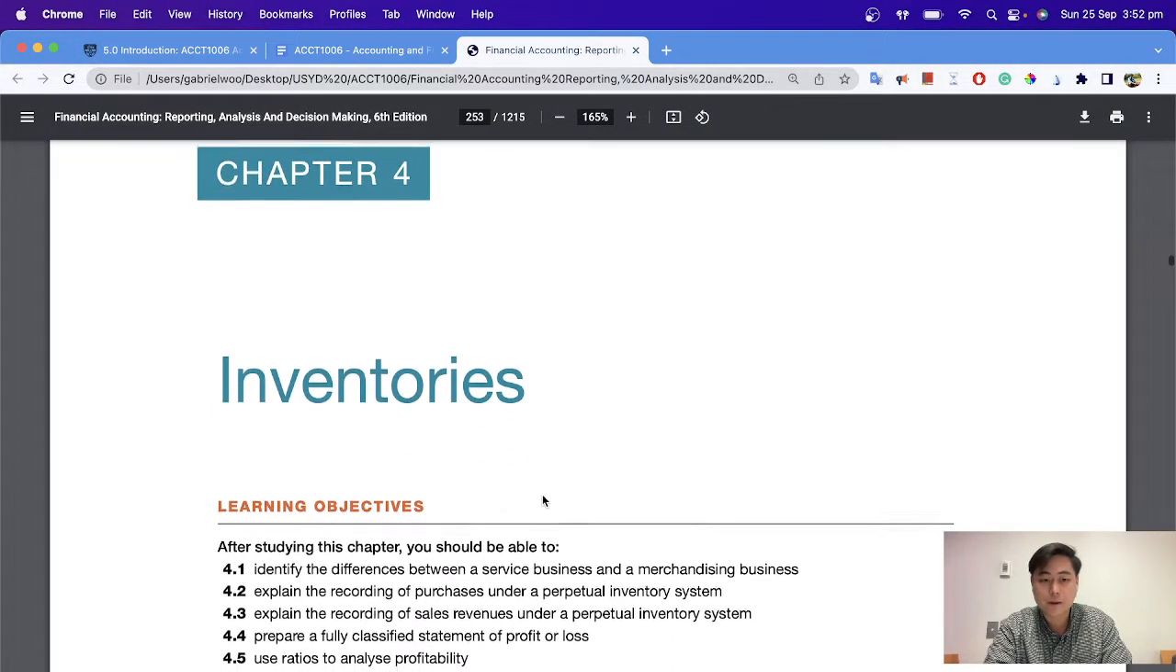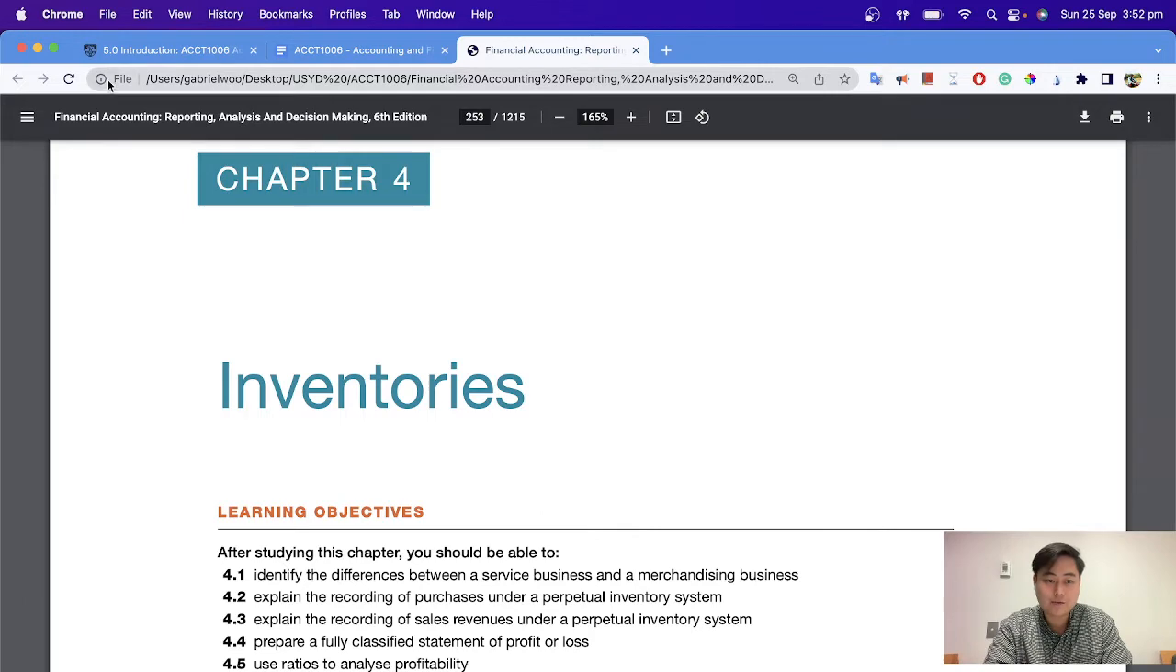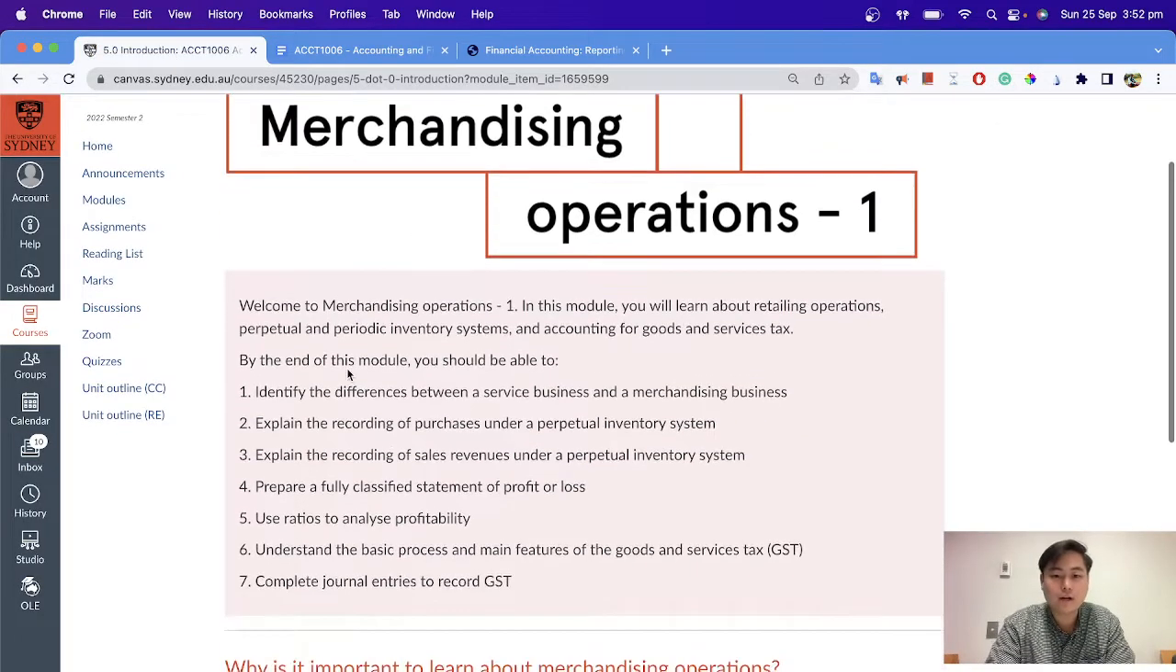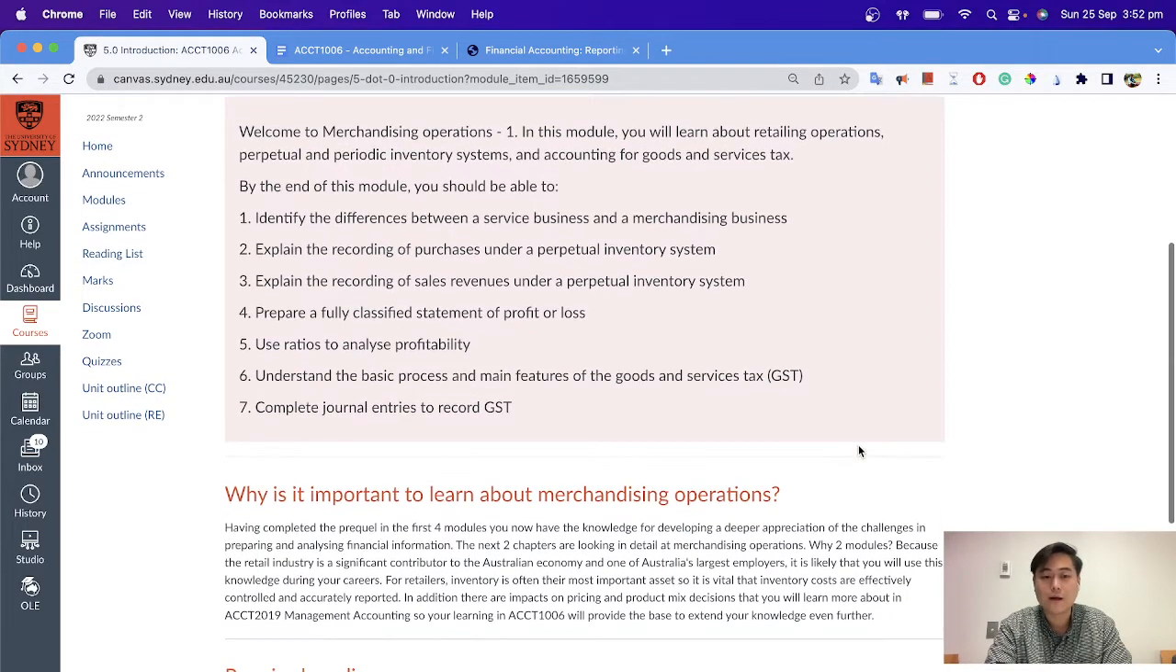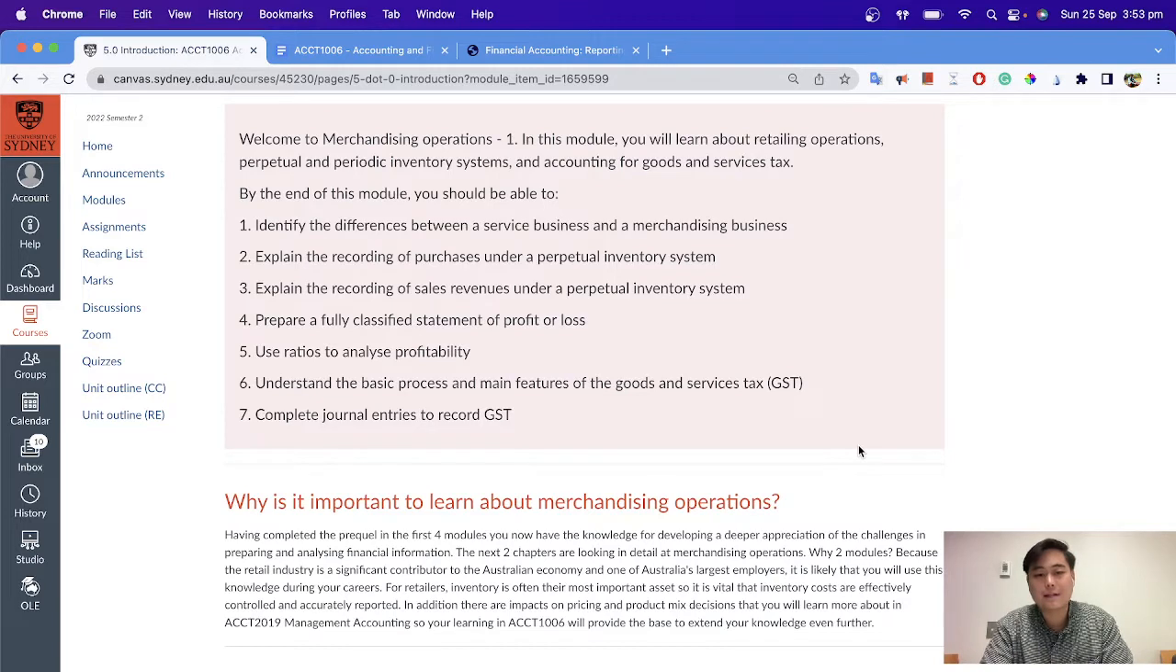This is from chapter 4 of your textbook, Financial Accounting, Reporting, Analysis, and Decision Making. Here are the learning objectives for merchandising operations, which is basically talking about inventories. First of all, identify the difference between a service business and a merchandising business. You should know this by now. Then explain the recording process under a perpetual inventory system.